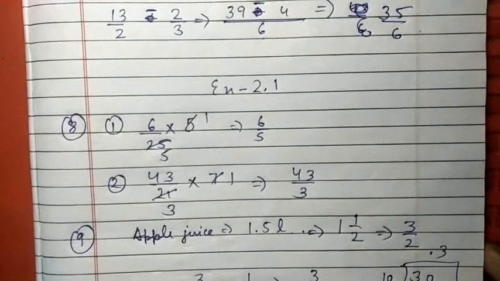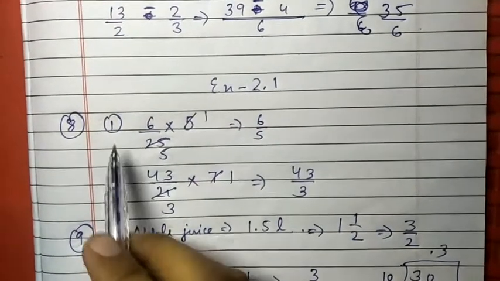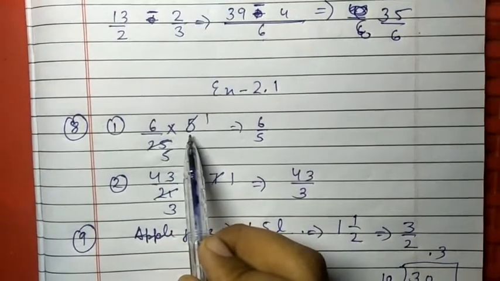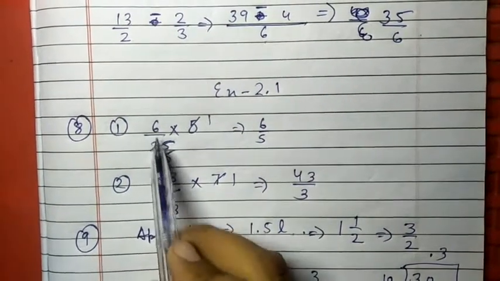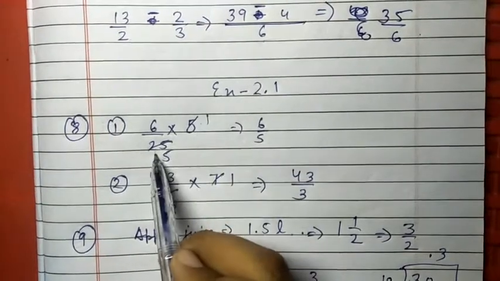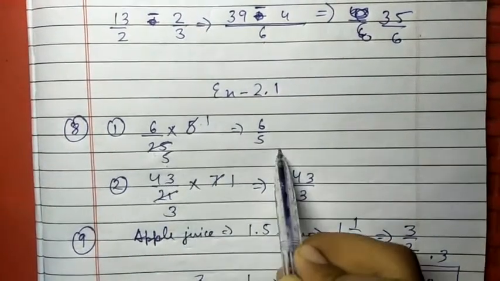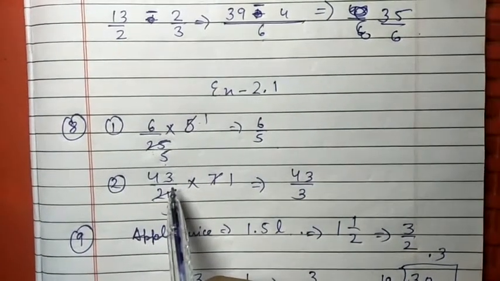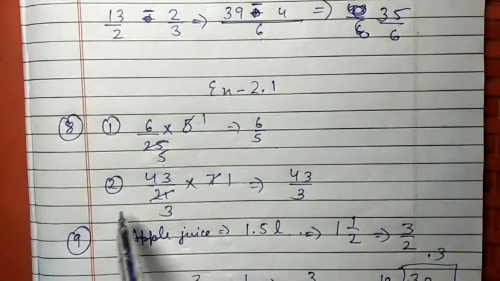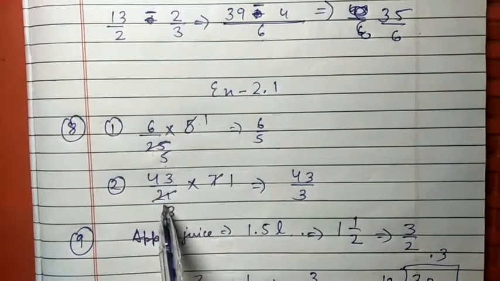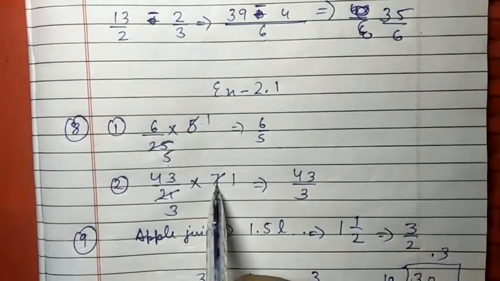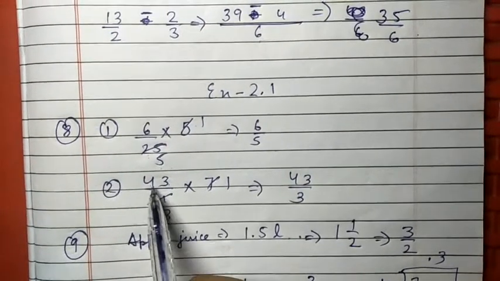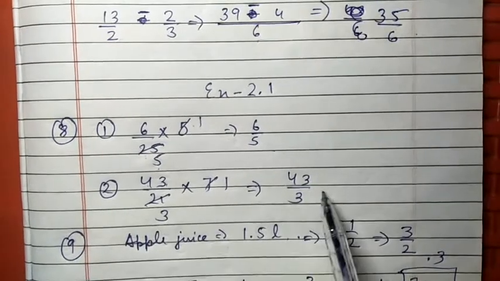Here is exercise 2.1, question number 8, in which it is asking how much is 5 times of 6 upon 25. So 6 upon 25 multiplied by 5, 5 divided by 25 5 times, so 6 upon 5 will be left here. Now how much is the 7th of 43 upon 21? It was a mixed fraction, make it in the simple form, and then multiply by 7. So 7 1s are 7, and 7 3s are 21. So this will remain 43 upon 3.